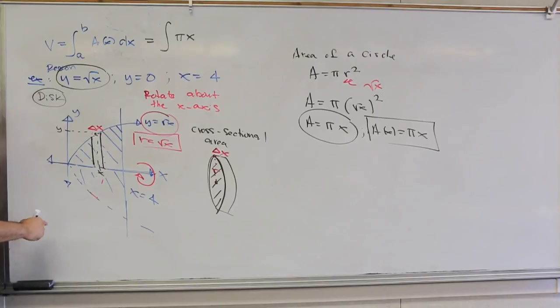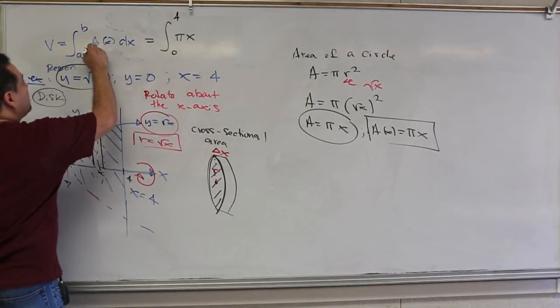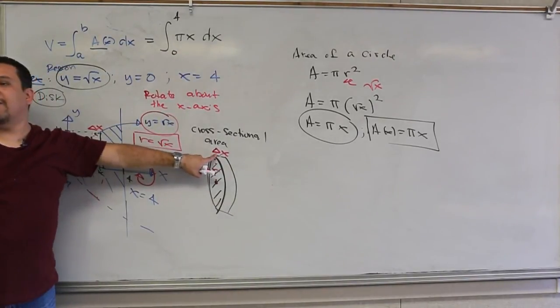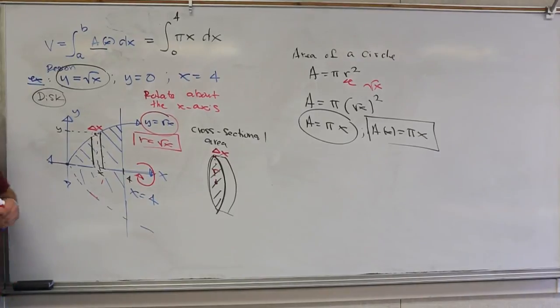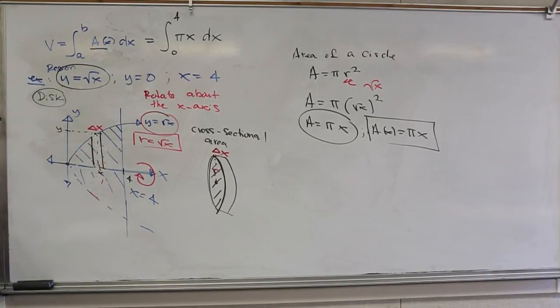What are your limits? X varies for what values? 0 to what? To 4, they told us. So from 0 to 4, this area is pi x, don't forget, dx, and your dx simply represents your what increment? Delta x. You okay with that? So what you're doing is we're adding all of those disks here. You got a small disk, bigger, bigger, bigger. You're adding all those disks, and that's what gives you that sum that's going to represent the total, which is volume. Anyway, that's where the key is. The key is right here, to find the radius function.